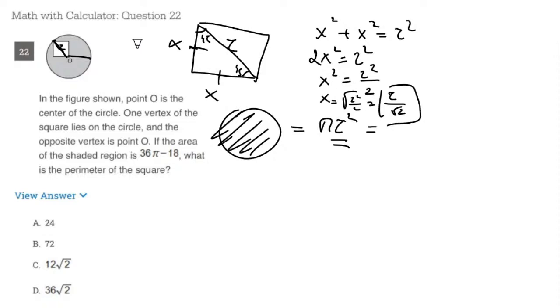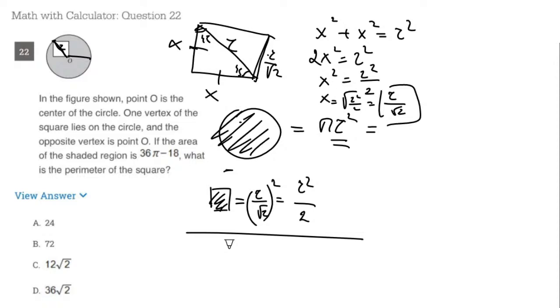This is square root of 2. Yes, r divided by square root of 2. And what is the area of this small square? It would be side squared, r over square root of 2 squared. So it would be r squared divided by 2. Great. So we have the area of the shaded region. This is this minus this. So I get pi r squared minus r squared over 2 equals 36 pi minus 18.